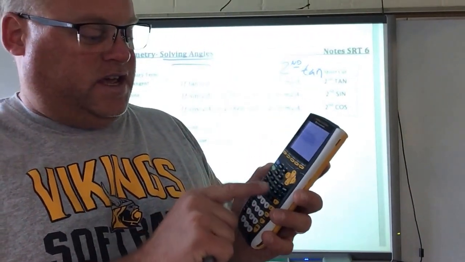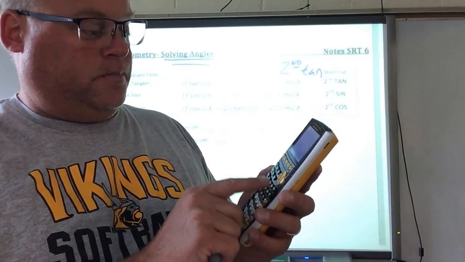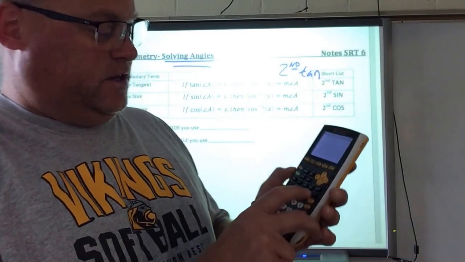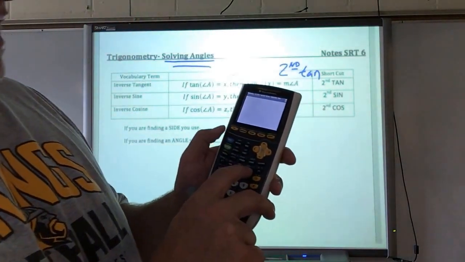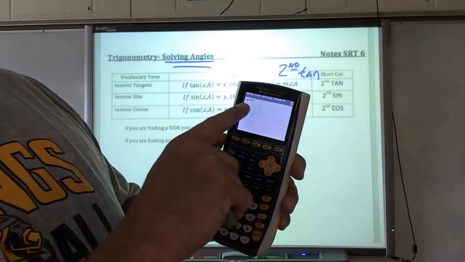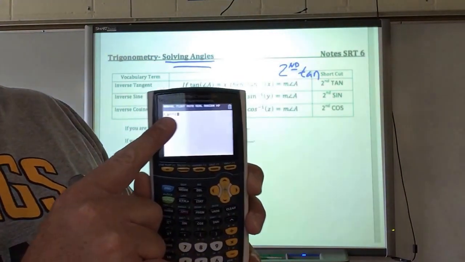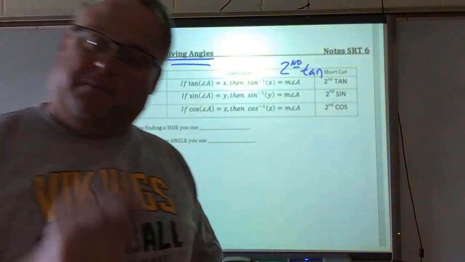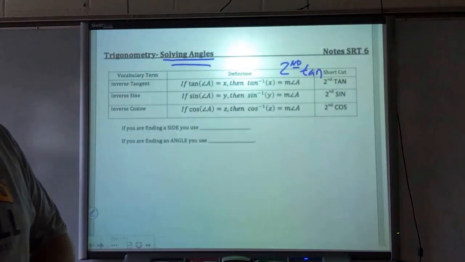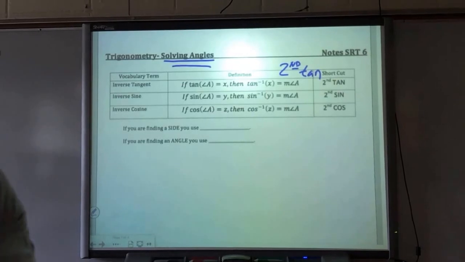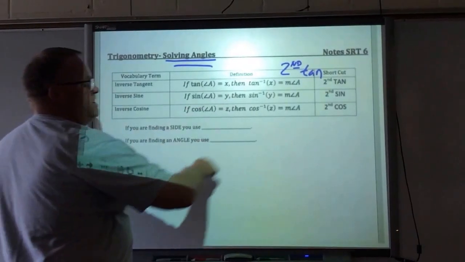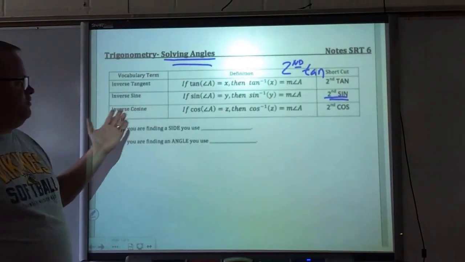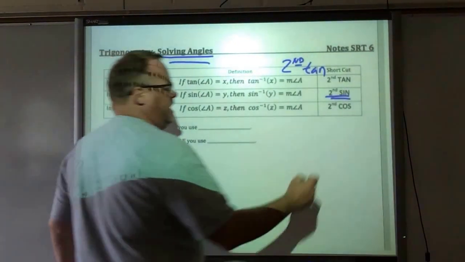Once I hit second and hit that same button, let me get this cleared out. For some reason I got some funky stuff going on. Second, tan. Notice that it pops up with the tangent with the -1 right up there. That is our inverse, right? That's what we want to see when we're finding the measure of an angle. As we do this, the inverse of sine is the same idea. We're just going to hit the second and the sine button. And if I want the inverse of cosine, I do the same idea.